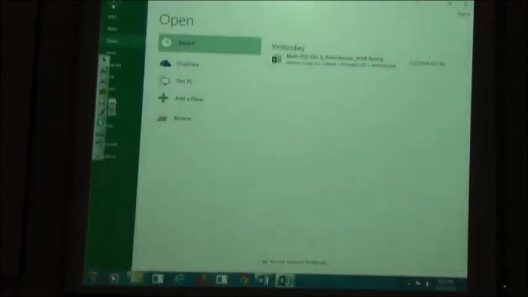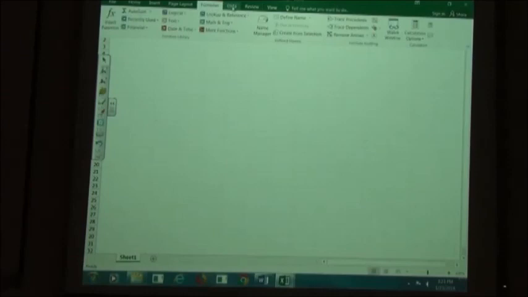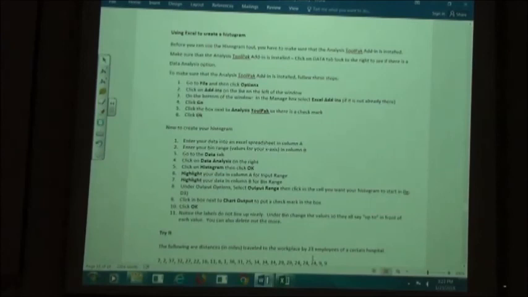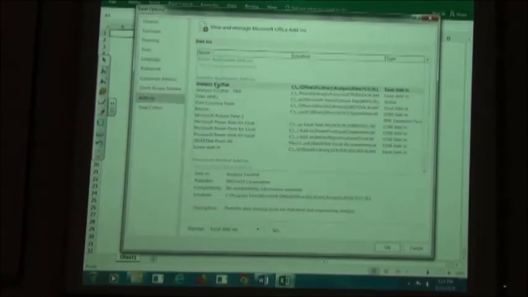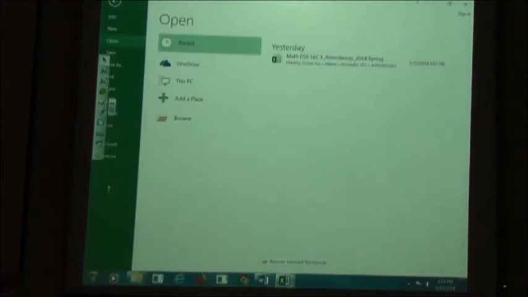Whoops. That's not what I wanted. Data. It's not even giving me an error. Click on the data tab. Options, add-ins. Oh, there we go. That's what I didn't do. Okay, never mind. I didn't hit something I was supposed to.